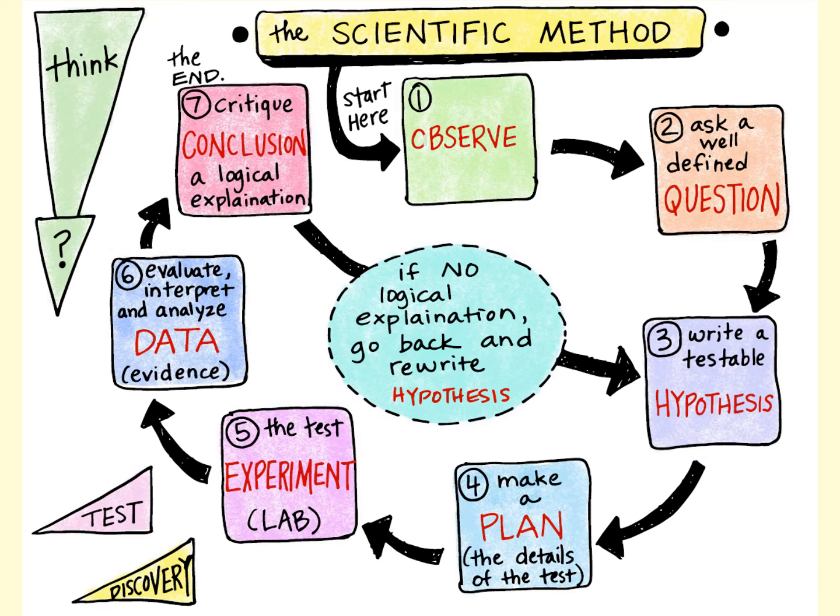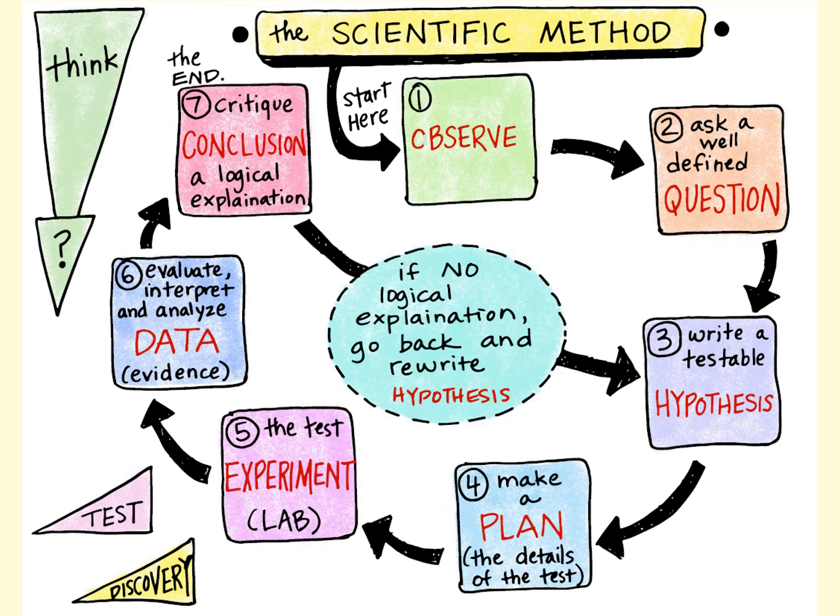Number 4, we made a plan. We wrote down all the details that we would use step by step, clearly and concisely, how we're going to test our hypothesis. After our plan was well written, we did the experiment or the lab. We tested what we thought might or might not happen. As we were testing, we did gather all our data. After the test, we evaluated, interpreted, and analyzed all the data. We looked at the evidence that we found when we did the experiment.